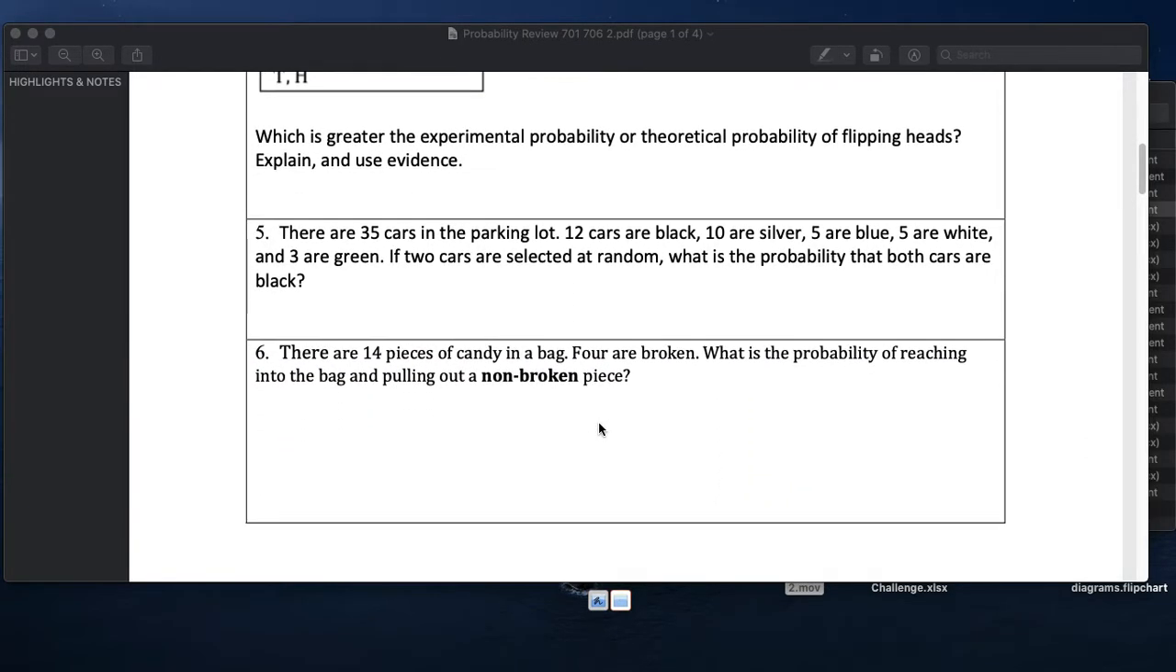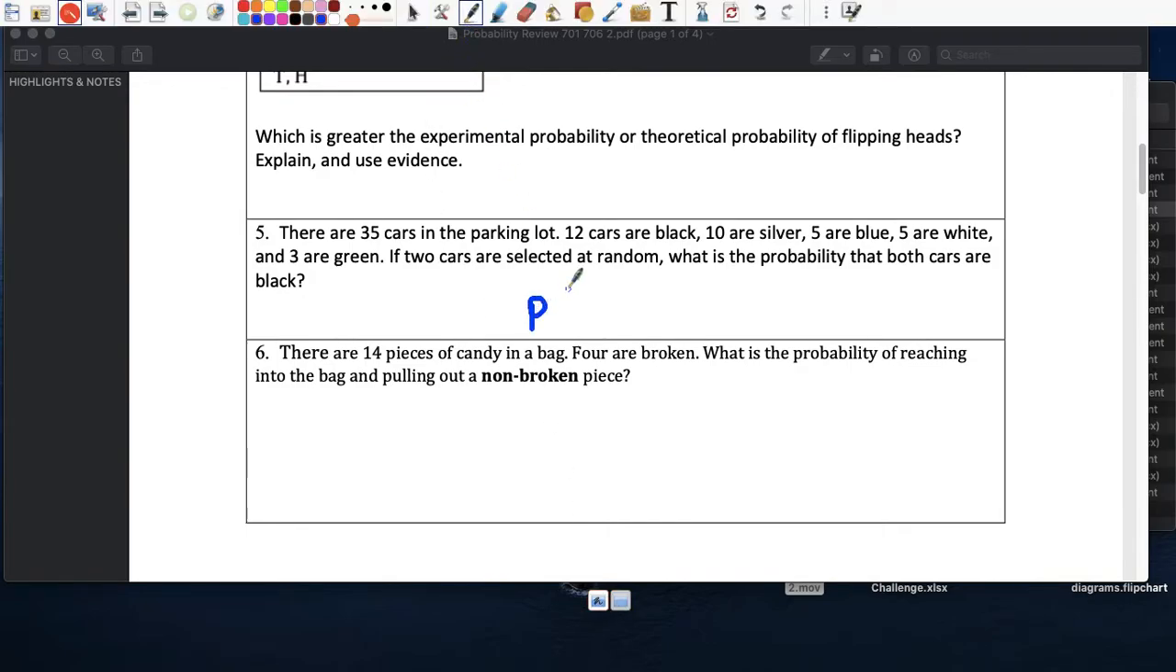35 cars in the parking lot, 12 black, 10 silver, 5 blue, 5 white, 3 green. 2 cars are selected at random. What's the probability both of them are black? Well, the probability of getting a black car is 12 out of 35. If you go back, so here's your black car, I'm going to park it outside. I'm going to go back and get another black car. Well, you'll notice that we don't have 12 anymore. We have 11. And what's the total? Not 35, but 34. And you guys can multiply that up.